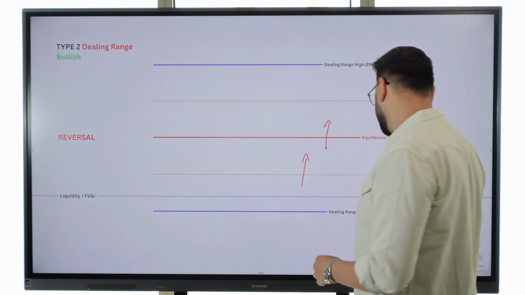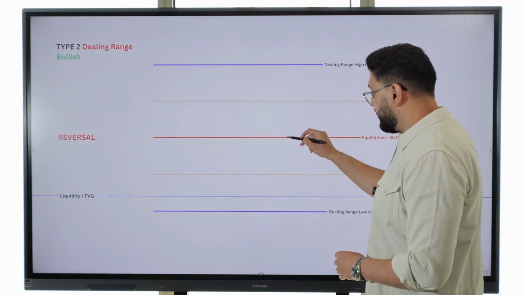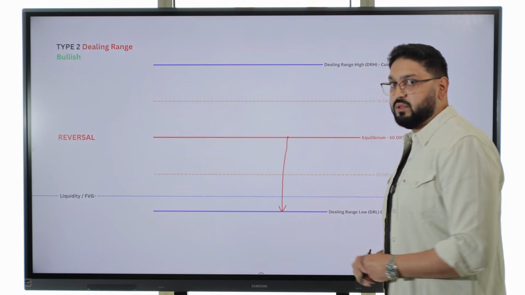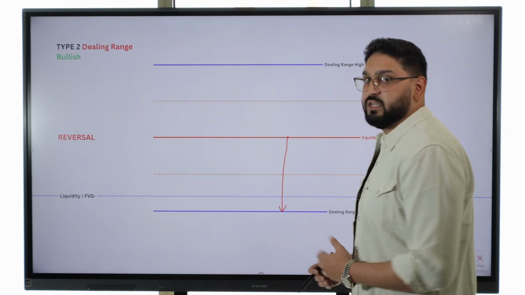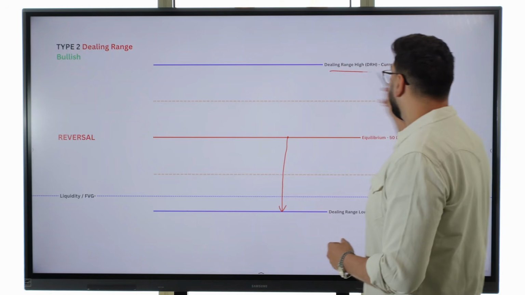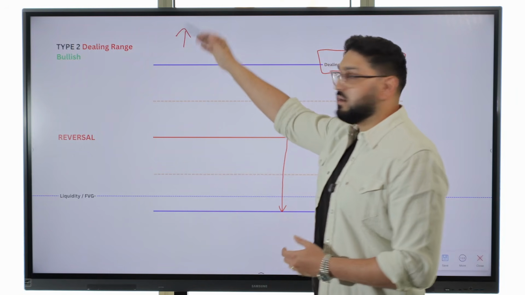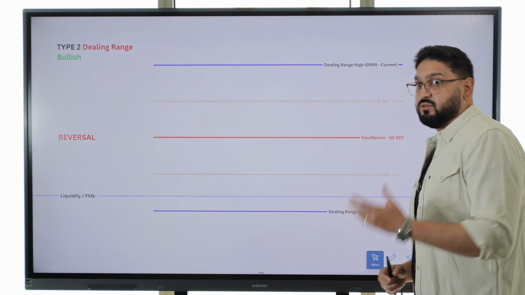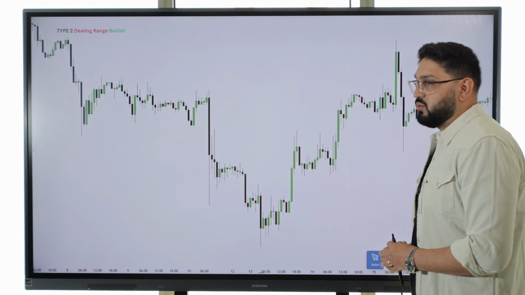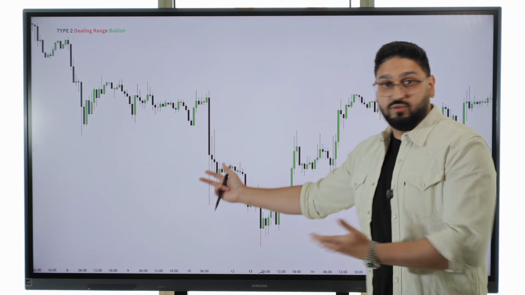Now, as a bonus tip here, if we were to buy this market, we would only buy from equilibrium and below. And I'll show you an example of why this is very important. Our initial target would be the dealing range high and or an inefficiency that sits above the market. Now again, I'm trying my best to not get so detailed with this, but let's jump into a chart example. This took me a long time to do because I had several variations.